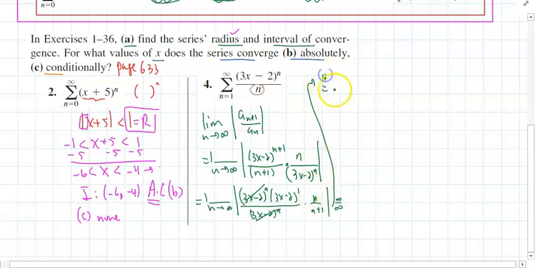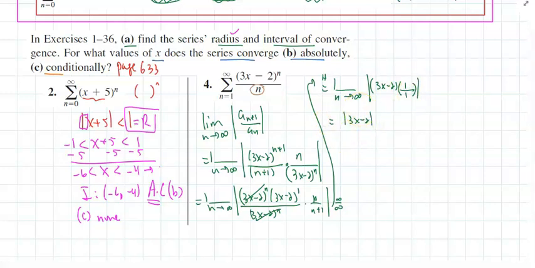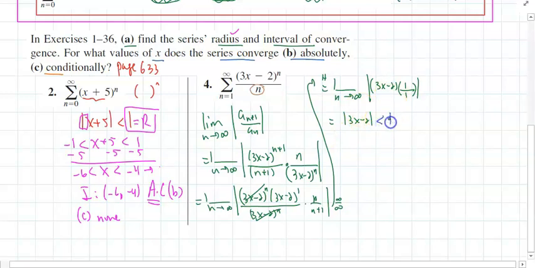I could apply L'Hopital like we did, or divide by the highest power term on the denominator, whichever you like. 3x minus 2, as far as n is concerned, is a constant. Derivative of the top is a 1, derivative of the bottom is a 1. So I am left with 3x minus 2. Now, since I'm using the ratio test, I'm going to take this and set that to be less than 1. This is absolutely convergent.